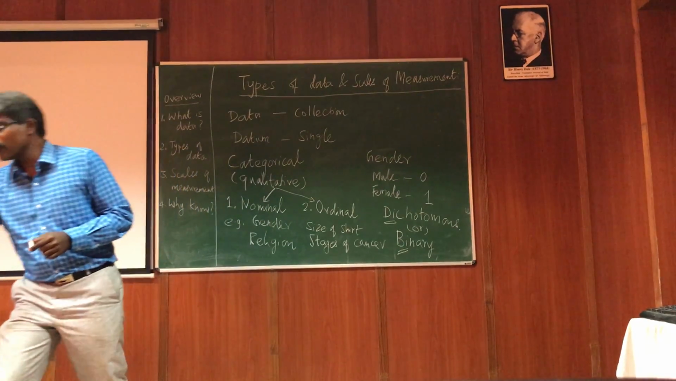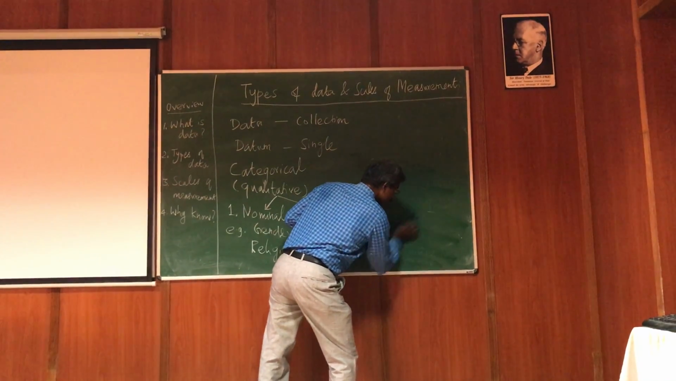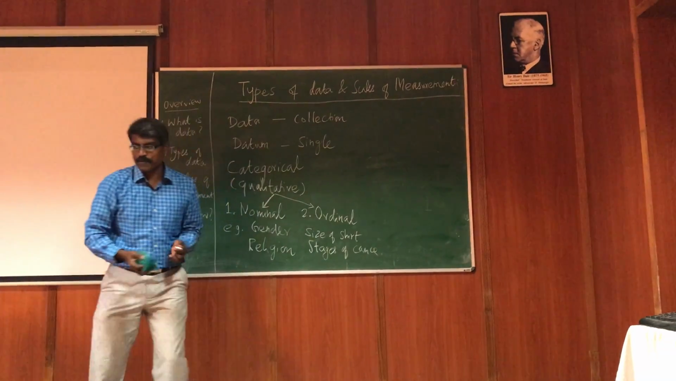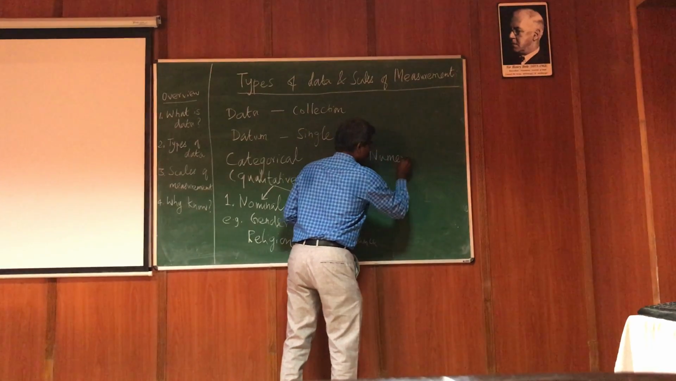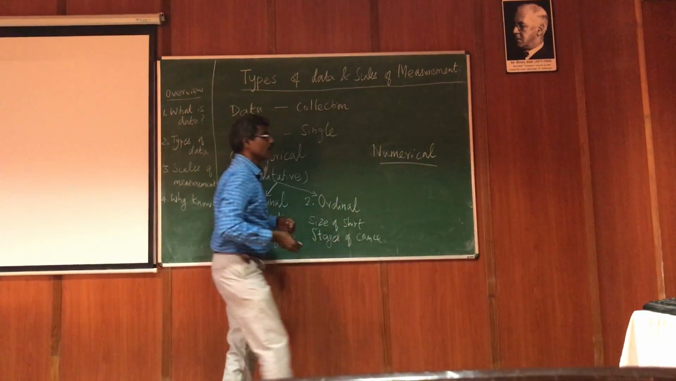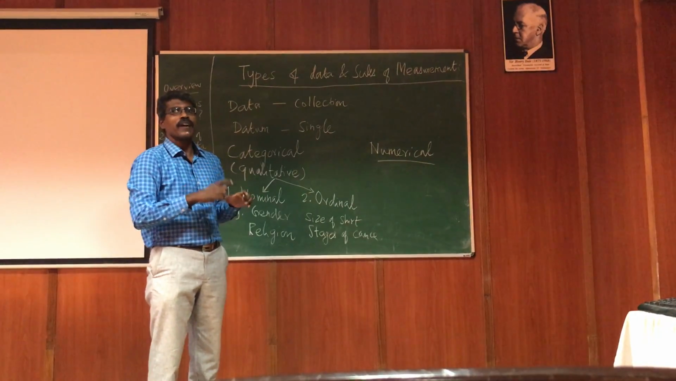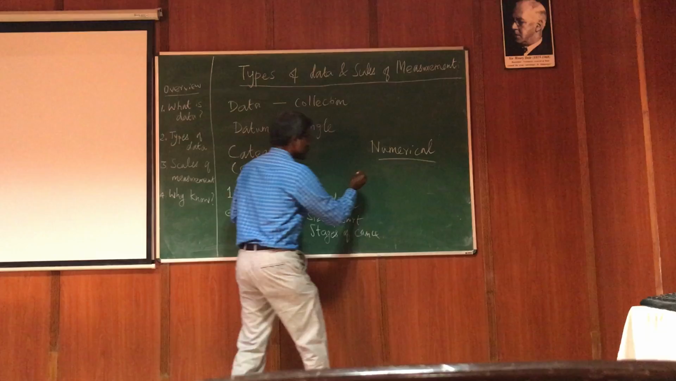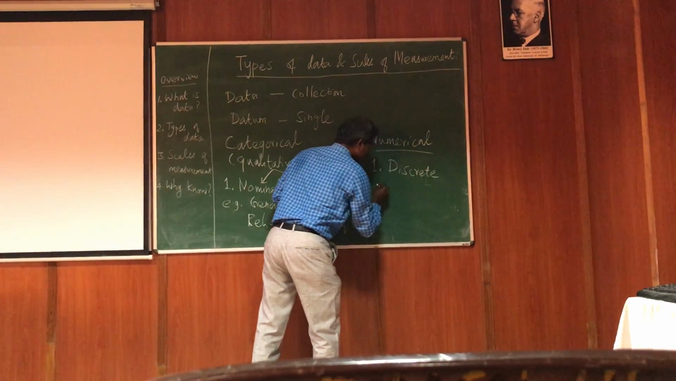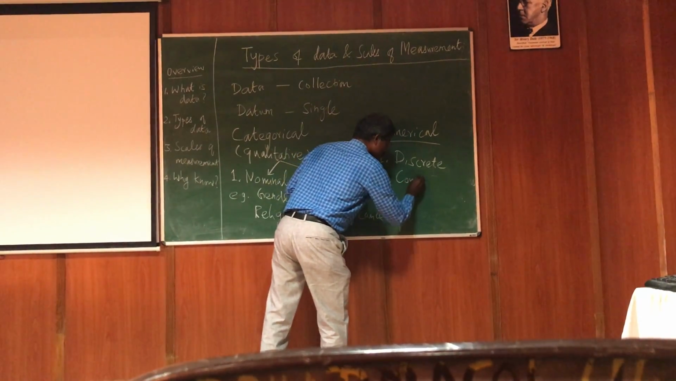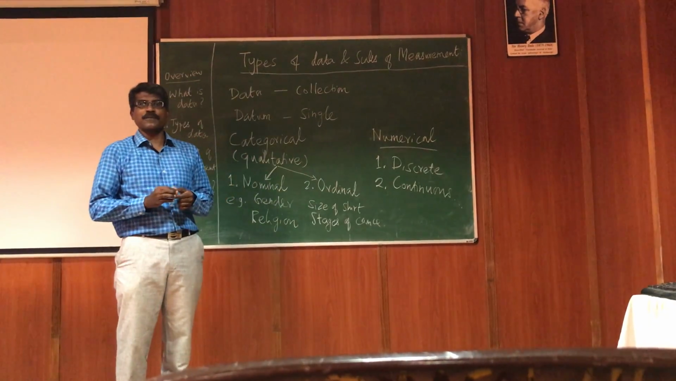Now let us look into the second type of data, what is called the numerical data. Again, the name is very much self-explanatory: these are data we can measure or quantify in terms of numbers. This can again be divided into two types. First one is called discrete. The second type is called continuous. Again, both terms are very much self-explanatory.